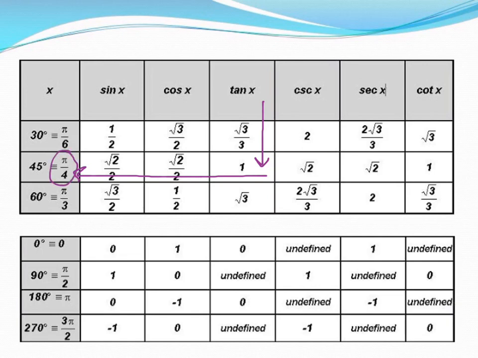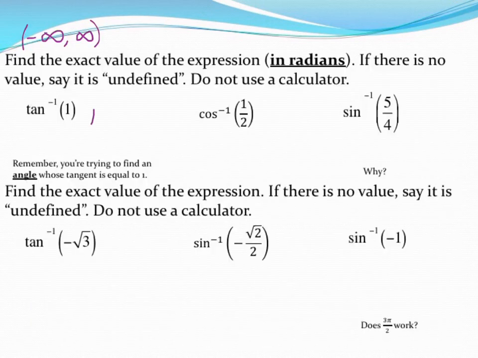We're going to stick with using radians for this, so let me erase those. My answer for this then is just pi over 4. That's the angle that's going to get me a tangent of 1. Okay, so again, these ones are pretty easy.